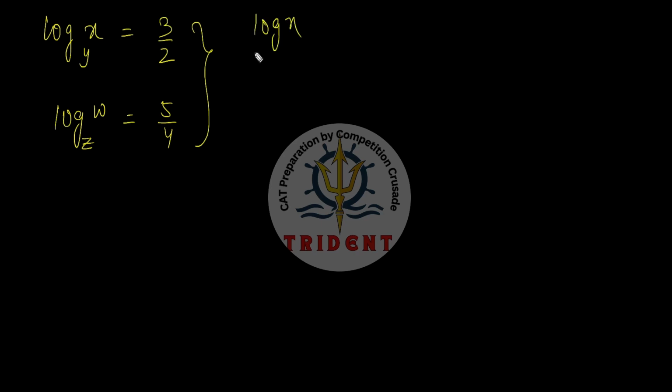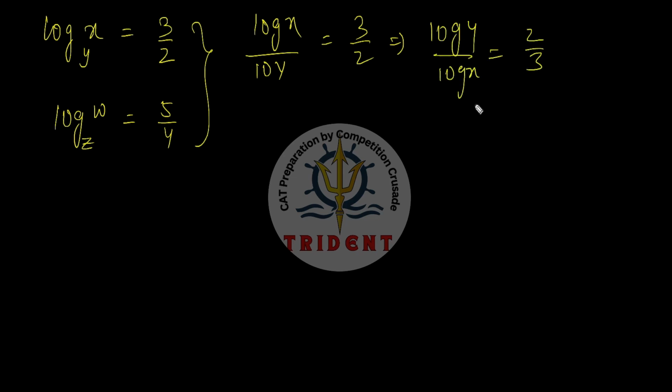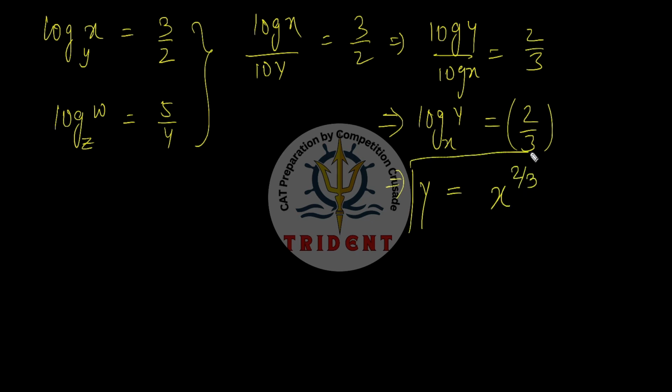You can write log x upon log y is equal to 3 by 2. Then you can write log y upon log x, that is equal to 2 by 3. And now, because the bases are the same, I can write log y to the base x is equal to 2 by 3. Okay, now log y base x. Please remember, I'm taking anti-logarithm on both sides. This eventually gives me y is equal to x raised to the power 2 by 3. You can also appreciate this as transposing the logarithm to the RHS.